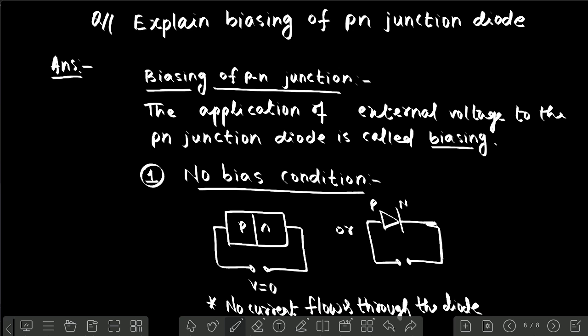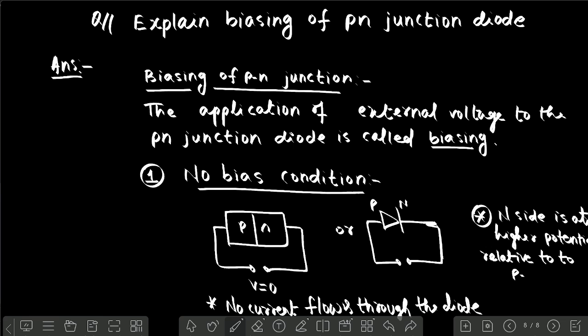At equilibrium, one thing to remember: in the no bias condition, the N side is at higher potential relative to the P side. Remember that, because in the N side you have positive donor impurity, so the N side will be at a little higher potential. This question comes: at equilibrium or no bias condition, is the N side at lower or higher potential than the P side? The N side is at higher potential than the P side. Remember that idea.